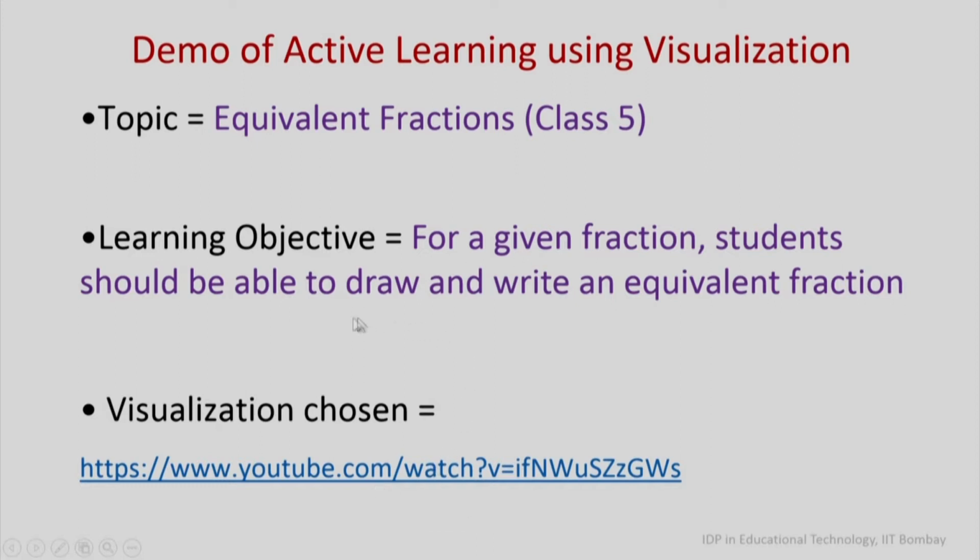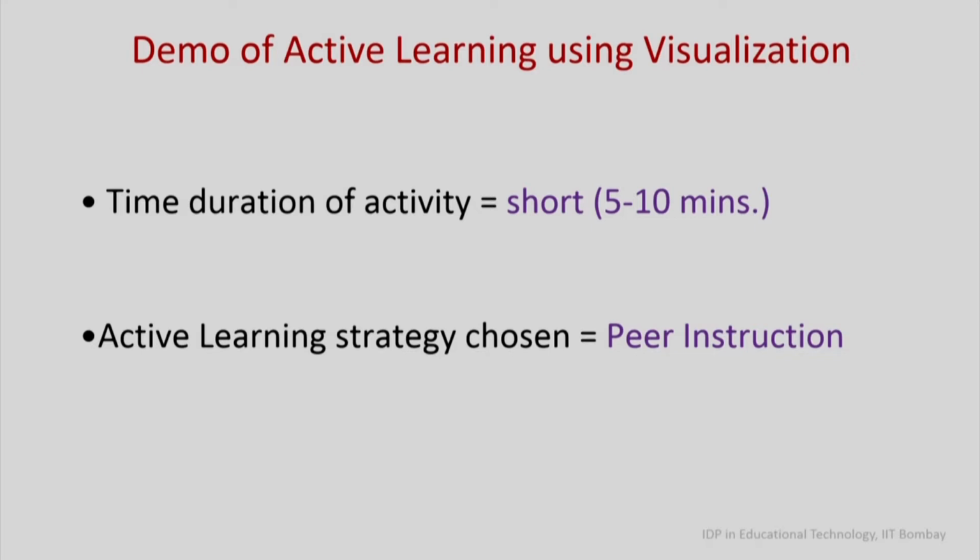The learning objective that I have for my activity is, for a given fraction, my students should be able to draw and write an equivalent fraction. What I mean by that is, suppose I give a fraction 2/3, then they should be able to convert that into a diagrammatic representation, and they will also be able to draw the pictorial or diagrammatic representation of the equivalent fraction of 2/3. Given this learning objective, I want to do a short activity, a 5 to 10 minutes short activity in the class.